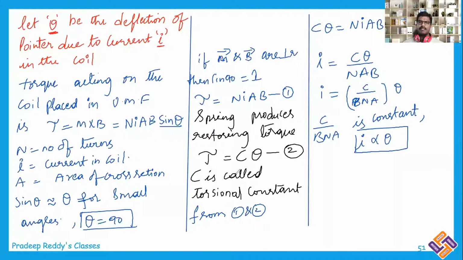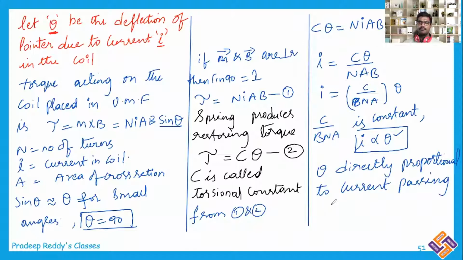Therefore, based on the current passing in the conductor, there will be deflection in the coil. So theta is directly proportional to the current passing through the coil. This is the theory regarding the moving coil galvanometer.